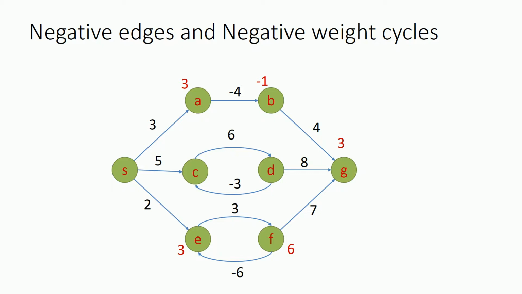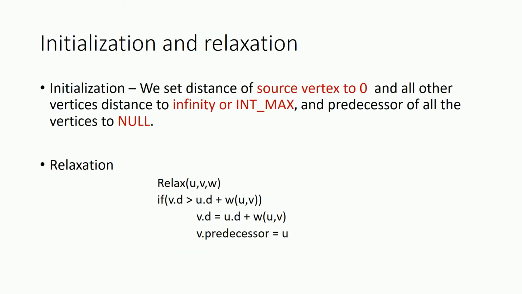Okay, now let me present two important steps which we are going to follow in each of the algorithms for finding the shortest path. The first step is called initialization. In this step, we will set the source vertex distance to 0 and all other vertices' distance to integer max or infinity, and the predecessor variable for all the vertices will be set to null.